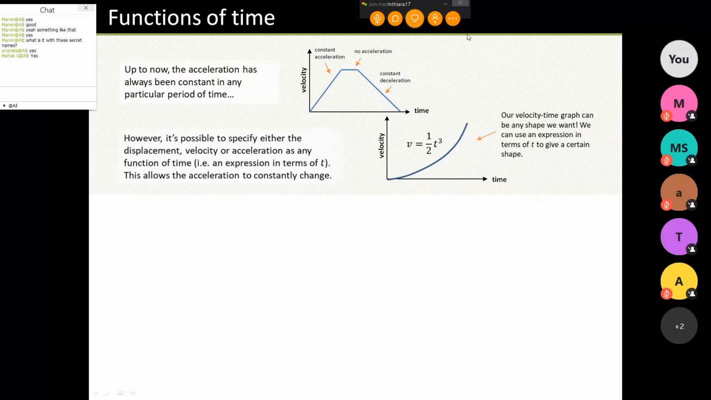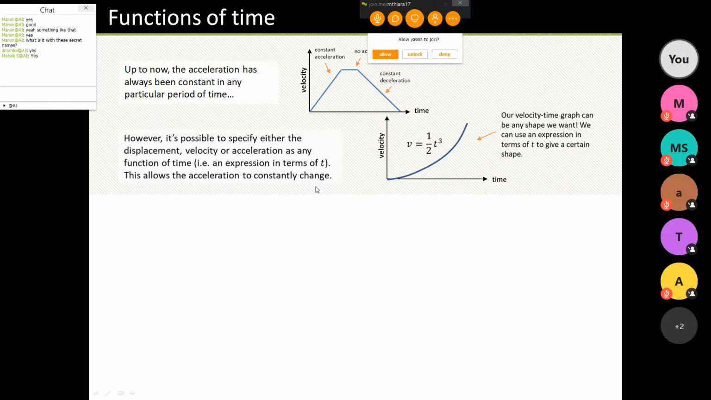This is saying that velocity is given to you as a function of time. As time increases, the velocity is increasing. And you can see from the gradient of this cubic graph that acceleration is increasing as time goes on. Mostly with variable acceleration, you're going to be given functions of time, and we're going to use these functions of time to solve a number of problems.